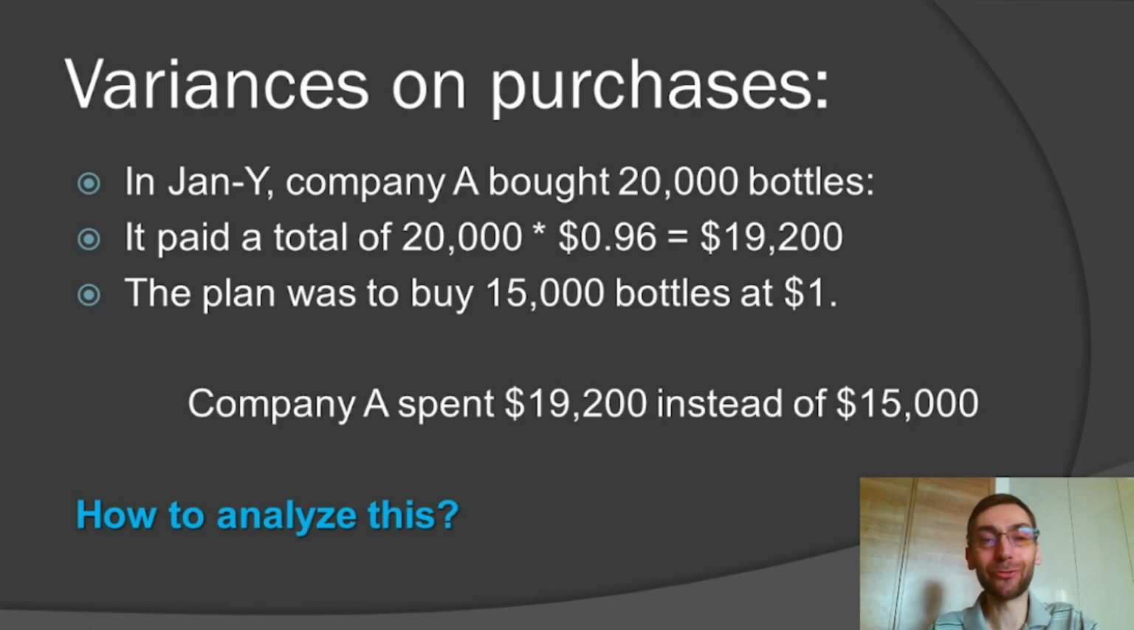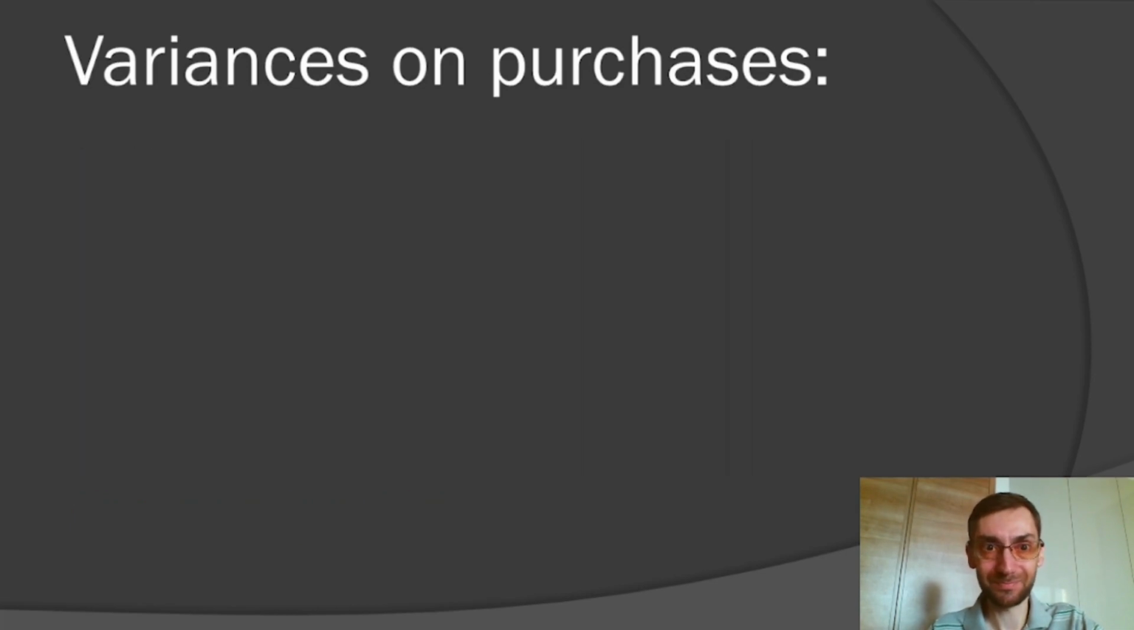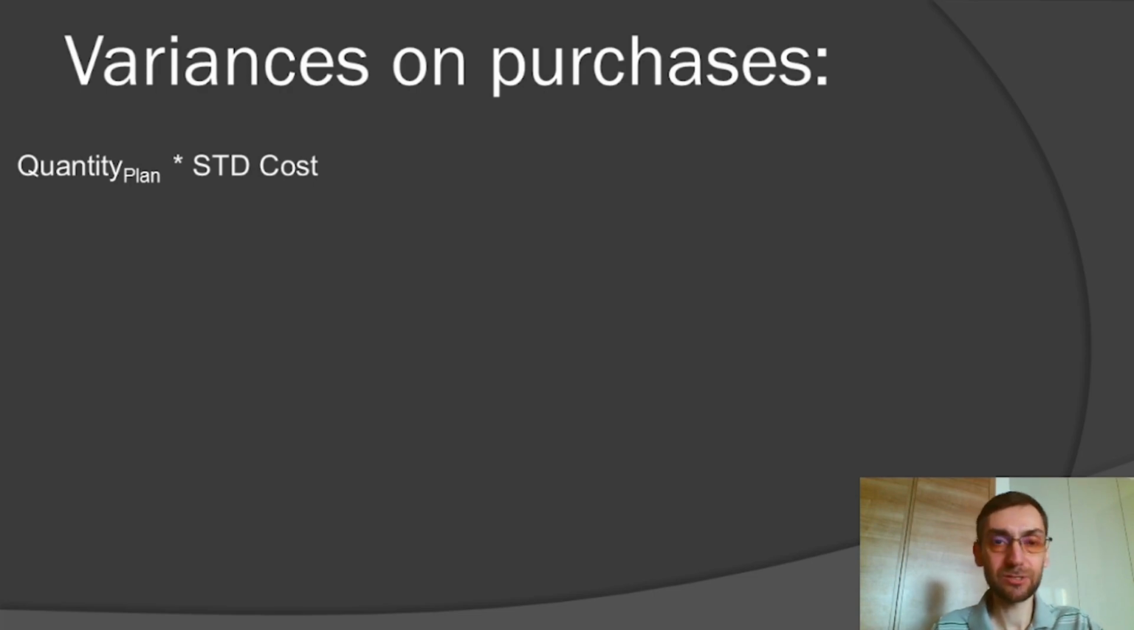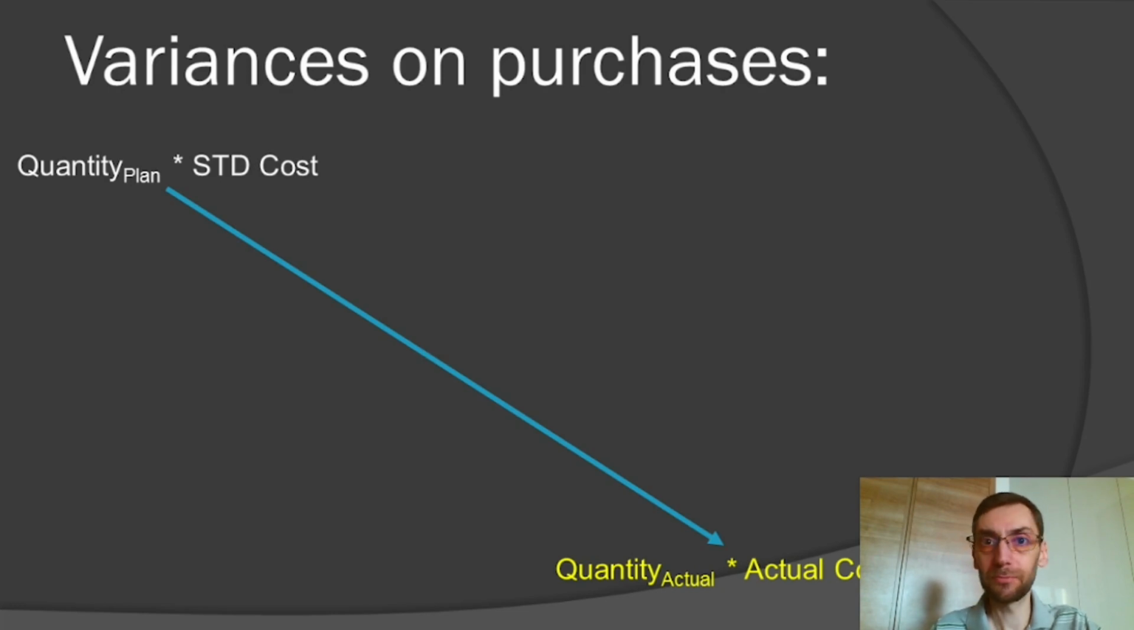So now what? Good question. How to analyze this? Well, that's exactly what we will do. As you remember, at first you have what you plan in terms of quantity and the standard cost that you set. And then reality happens, and you have the actual quantity that you purchase and the actual cost. And you want to go from one to the other, right? So in fact, we will have to do two steps.